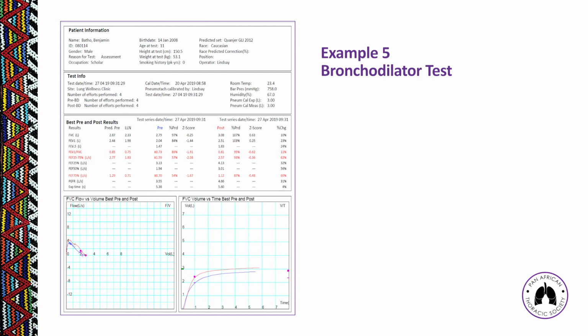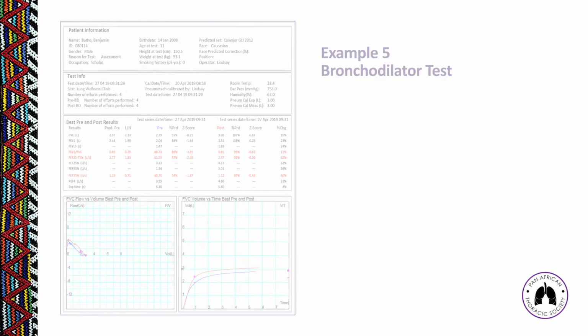And then lastly, example number 5. If I look at my tests, they look pretty acceptable, both pre and post. My FEV1 pre is 2.04, which is a Z-score of minus 1.44, and post 2.51, Z-score of 0.25. There's a 23% difference and 470 mils. This is a very positive bronchodilator responsiveness test. So that brings us to the end of bronchodilator responsiveness testing and indeed to the end of the manual. So thank you for your attention, and let's go on to the practical exercises.